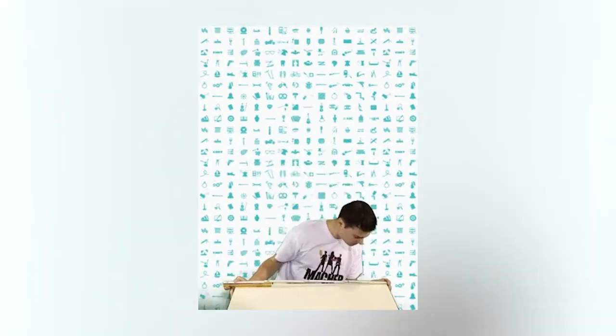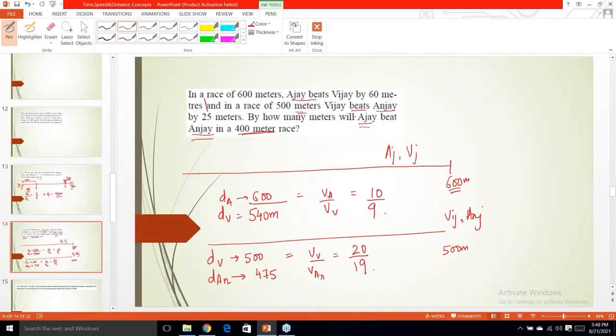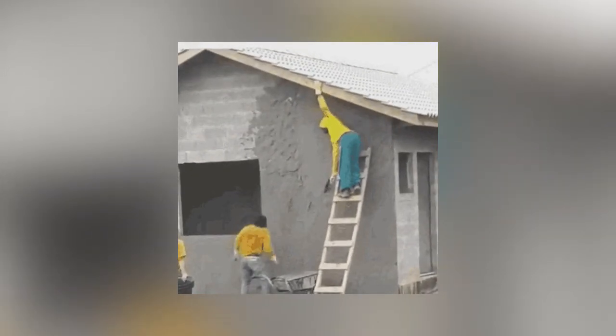Now, obviously, if there is a third race in which Ajay and Anjay are running, the only information you need to understand the distance covered by both of them is the ratio of their speeds. Because if Ajay is beating Anjay, Ajay is anyway covering 400 meters. So Anjay will cover something else, but the ratio of the distances they cover will be in the ratio of their speeds. But we are not given any information about this ratio. We can construct this ratio from here.